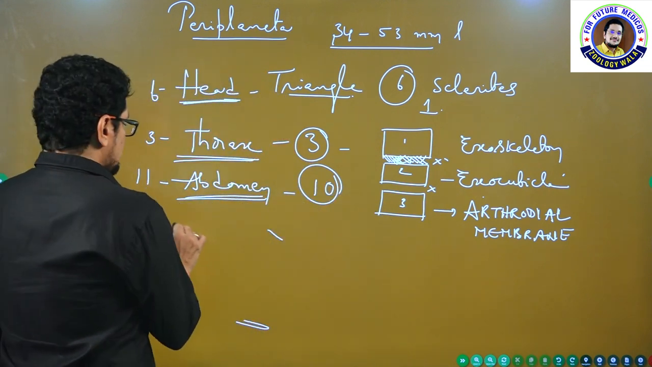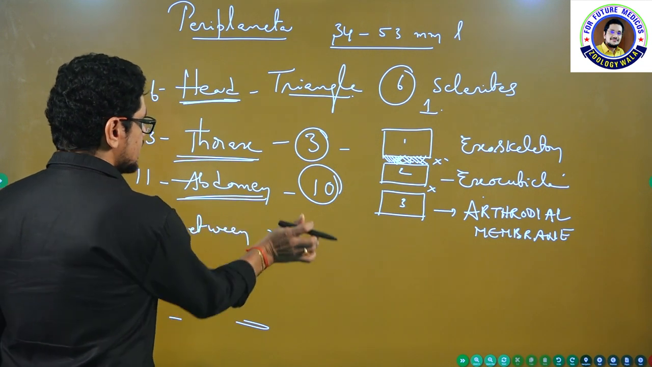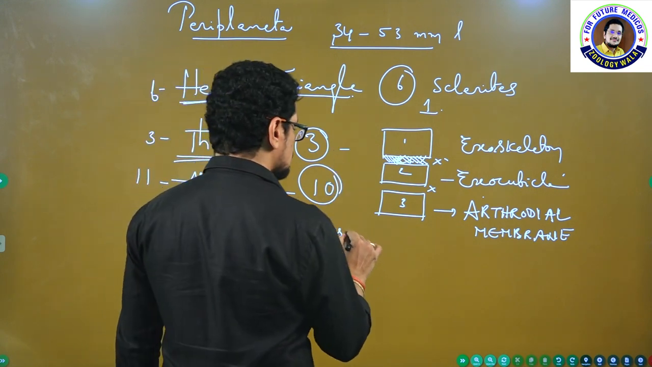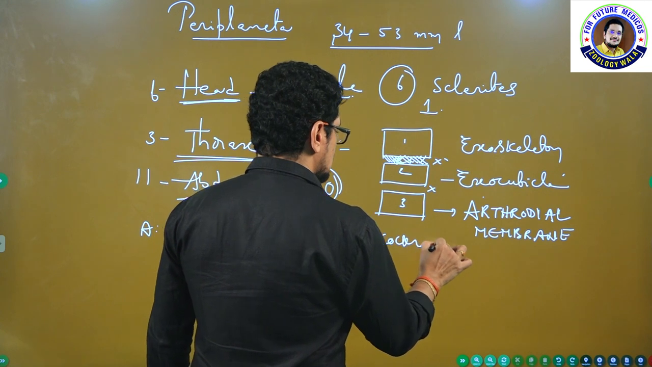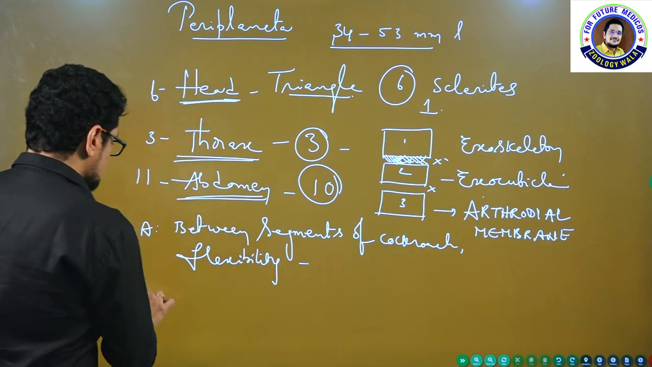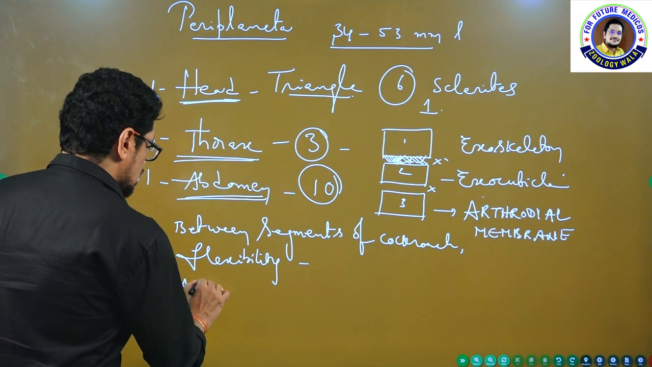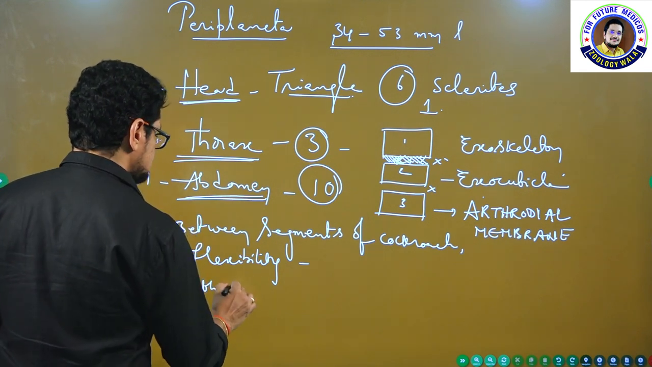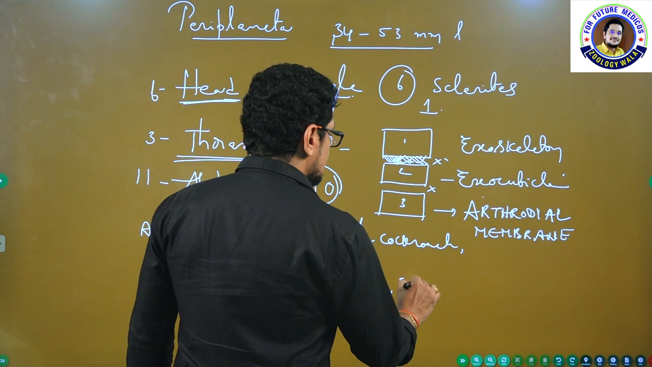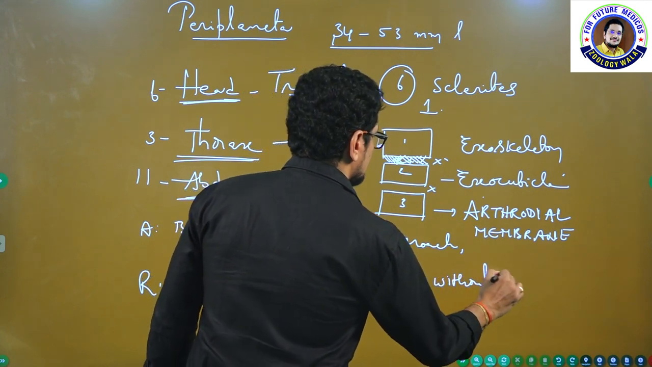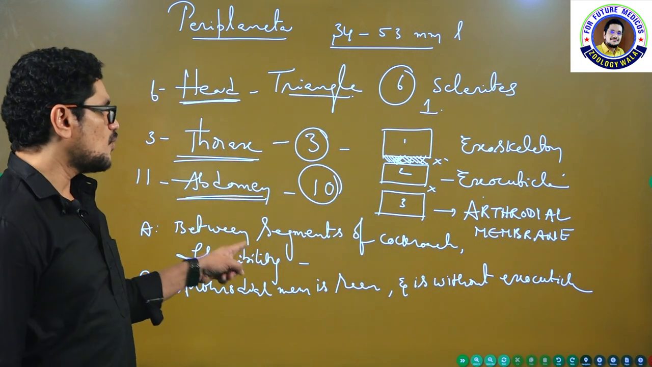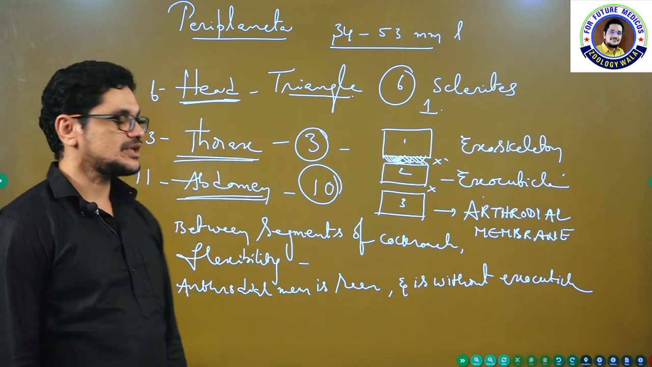Just for your understanding, between the segments of the cockroach flexibility is seen. What is the reason for having that flexibility? Arthrodial membrane is seen and it is without exocuticle. That is the reason why the cockroach shows flexibility. Okay, that is a very important point.